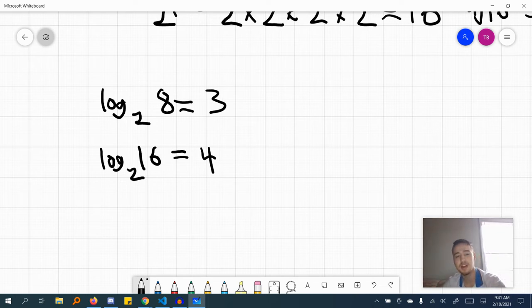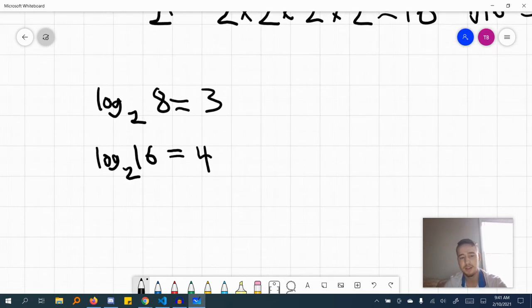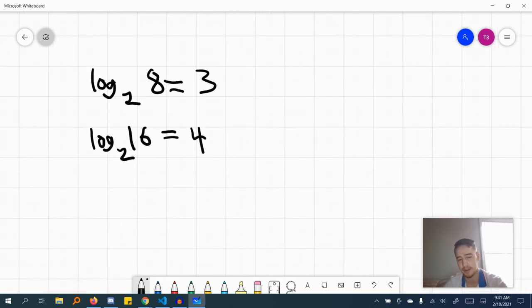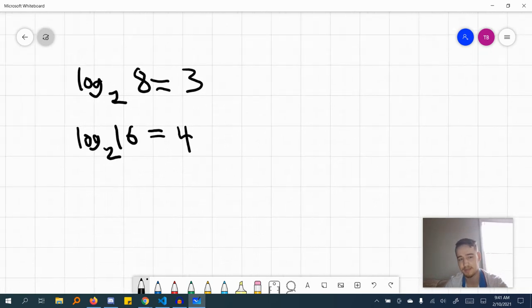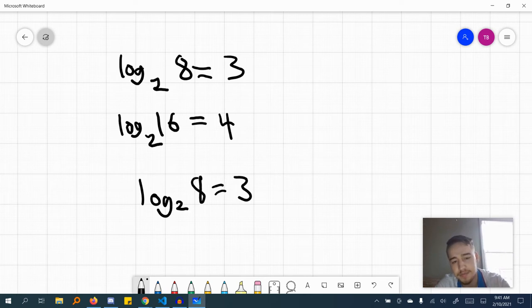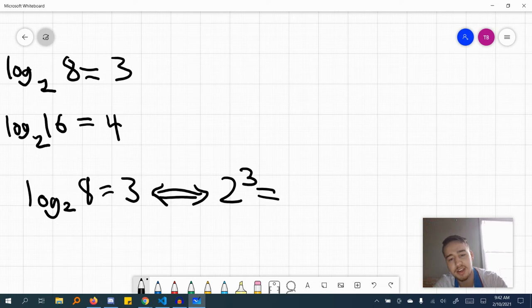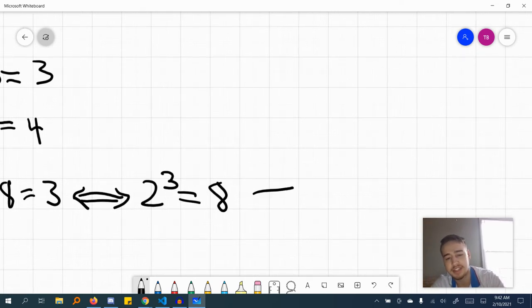Now, from here, we have a little bit of an inconvenience where we have a bunch of different ways of writing the same thing. We could say log base 2 of 8 is 3, and that's going to be the same as writing 2 to the third equals 8, and that's going to be the same as writing cube root of 8 equals 2.